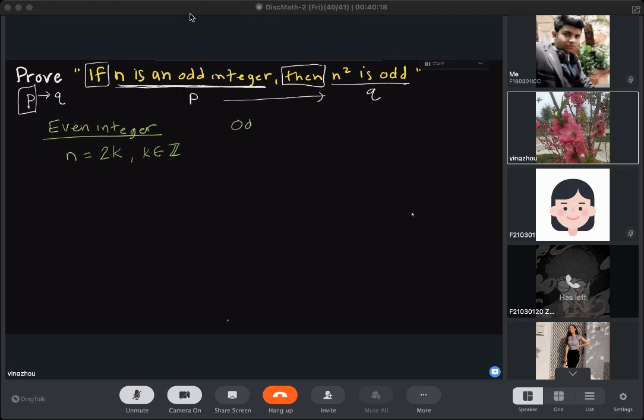If I have an odd integer, say n is odd, n can then be re-expressed as 2k plus 1, because obviously if we take an even integer and we add 1, we get an odd integer. And again, k must be an integer as well. So now that we have everything we need, let's start this proof. When we start a direct proof, we assume P is true. So I'm going to assume n is an odd integer.